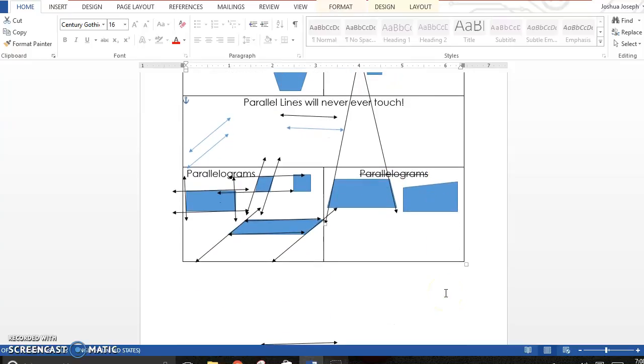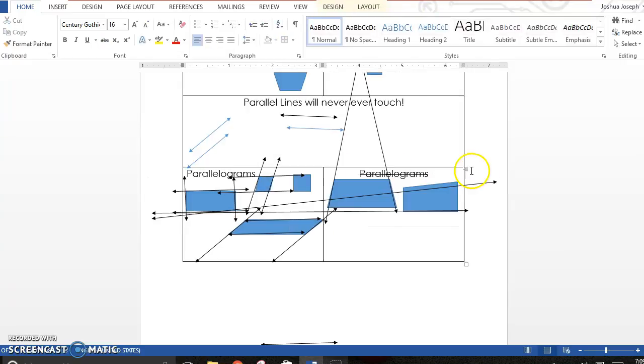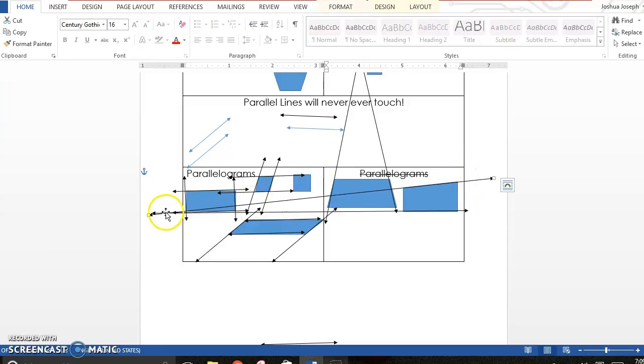Okay, so let's look at this quadrilateral here, and let's see if its opposite sides will ever touch. Okay, let's look at the bottom, and let's extend it all the way as far as possible. Now, let's look at the top, and let's extend that as far as we can. Okay, and when you extend the top and the bottom of this quadrilateral, you'll notice that they don't touch up here, but when you keep going, they do eventually touch all the way down here.